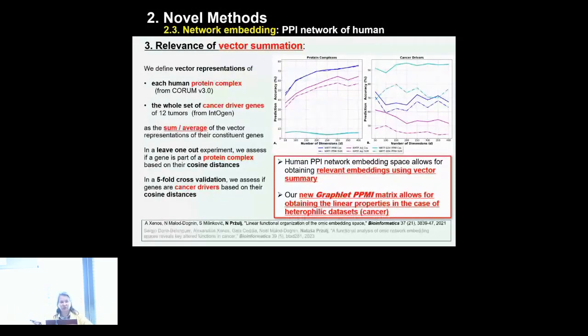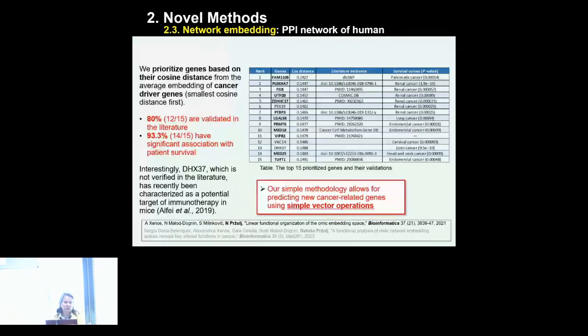However, you cannot do this in cancer. So for cancer, the best results you get with this line here on the top, which is the graphlet mutual information matrix, the one that I showed you, where you randomly walk between similarly wired genes. And basically, we validated our predictions in the literature, but the take-home message is that by simple vector operations, you can do things once you smartly embed in the space.